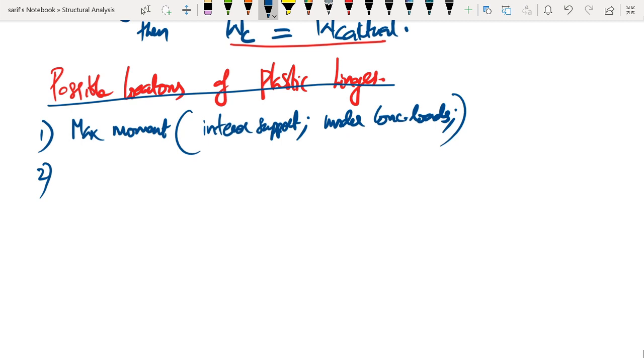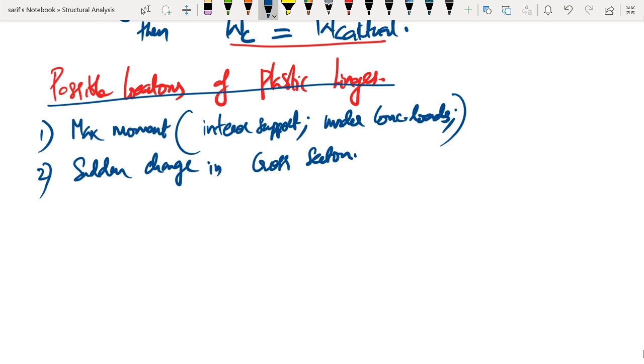Second one is where there is a sudden change in cross section. So when there is a sudden change in the cross section, there also we can have possibility of formation of plastic hinges.